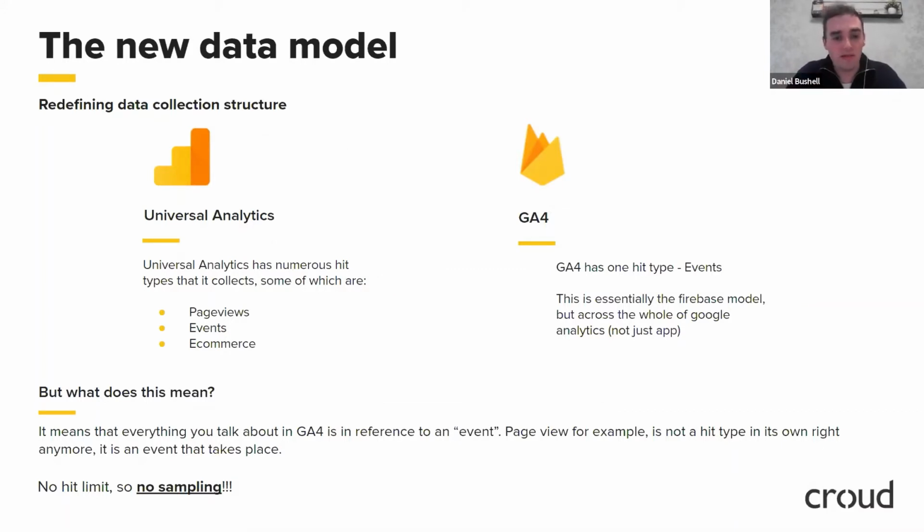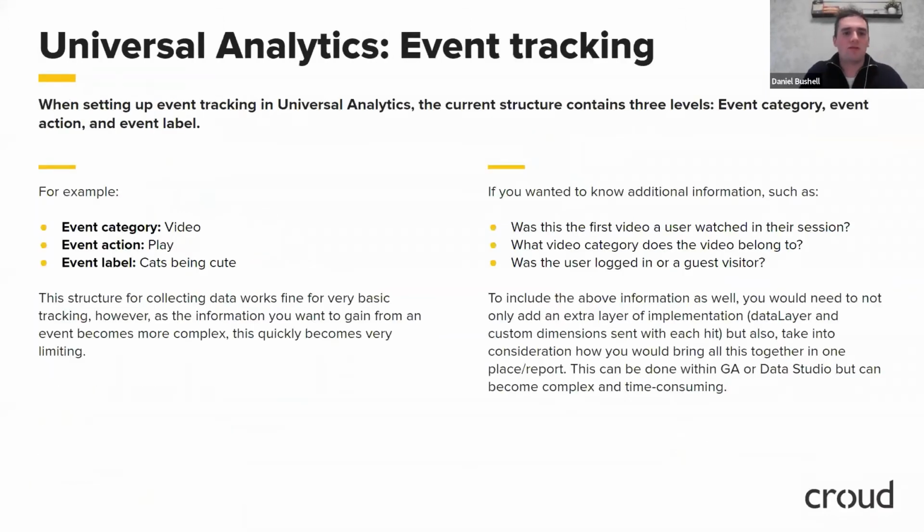But the cool thing about this new data model is that because of the way it works, there's going to be no hit limiting, so no sampling in GA4, which is fantastic. Cool. So I really want to make sure that everyone understands how different the tracking works on the back end. So we're going to talk about how events are tracked in Universal Analytics and then show you how that would look in GA4 and why it's better.